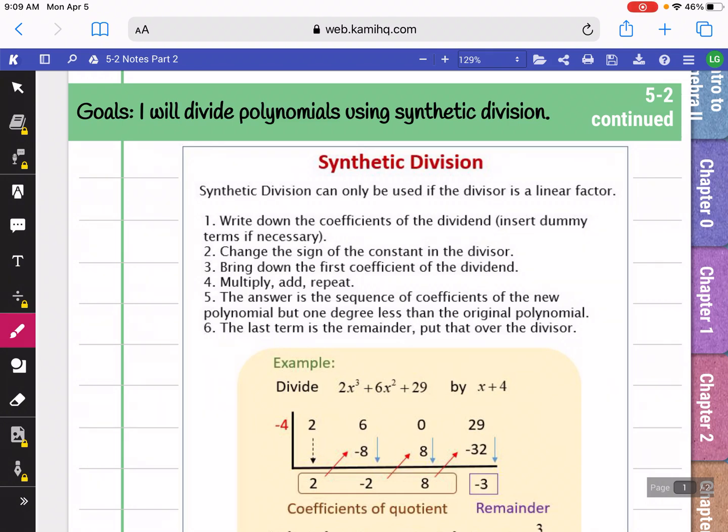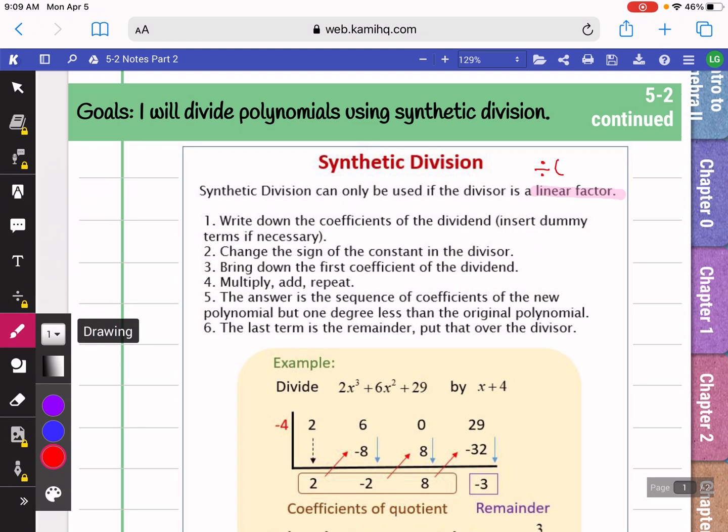In this lesson, we're going to learn how to divide polynomials using a new method called synthetic division. Now, when you're using synthetic division, the reason it's taught after long division is long division can be used for any problem. Synthetic division can only be used when the divisor, or what you're dividing by, is a linear factor. So what that means is whatever you're dividing by has to start with x. It can't be x squared, x cubed, etc. It would need to start with an x.